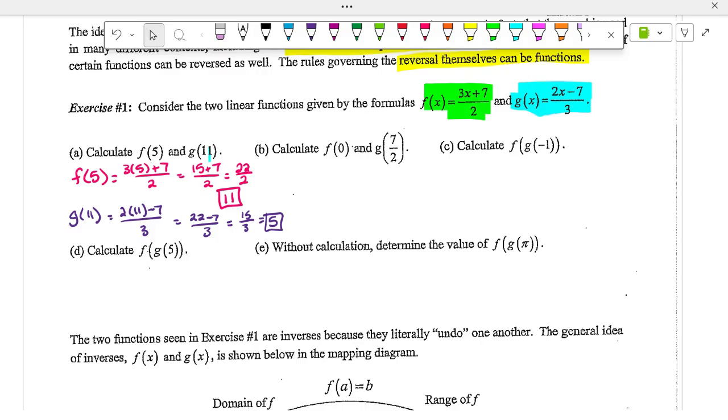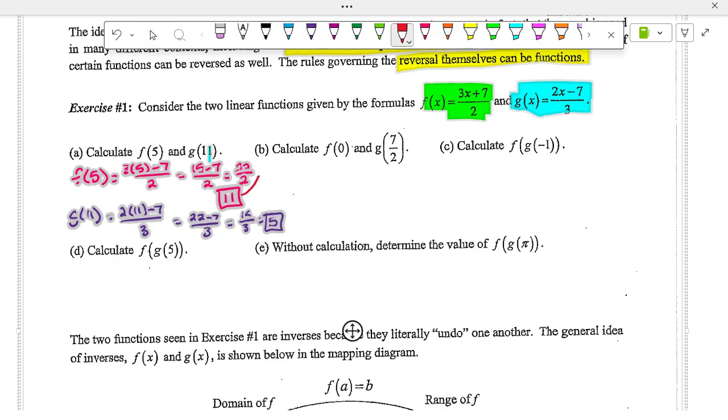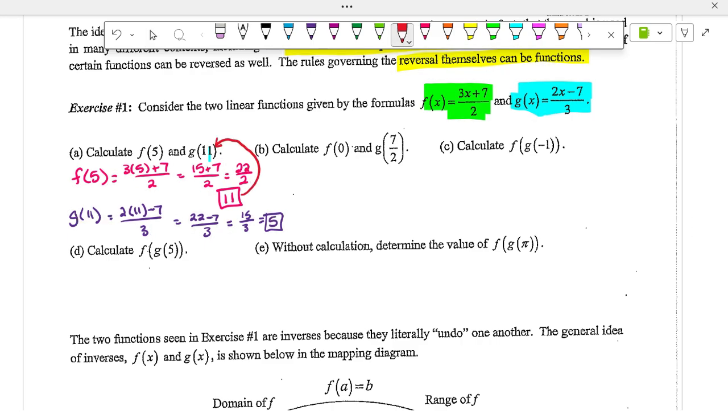What do you notice about the two values that we got? They're the same as the x values that we initially plugged in, but what's the difference? They switch. They're for the opposite functions. So, for example, what we got for f of x was the original g of x value. What we got for g of x is the original f of x value.